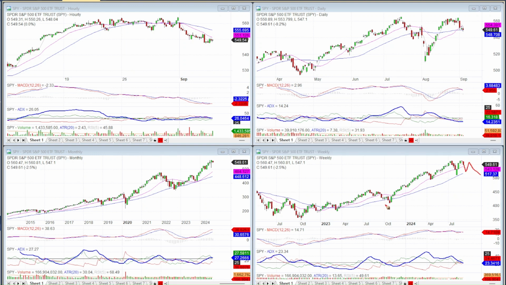Now, I still think the 18 week is incredibly important to watch. We can come down a little bit and have a 1 or 2 bar drop and still respect the 18 on the weekly, maybe nick it a little bit, break below it slightly, something like that.